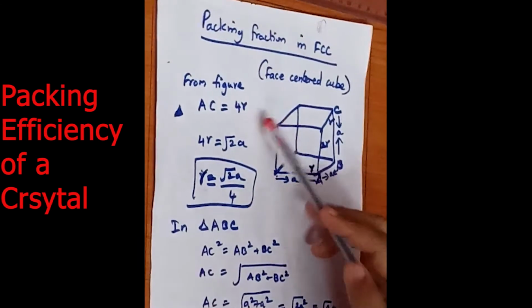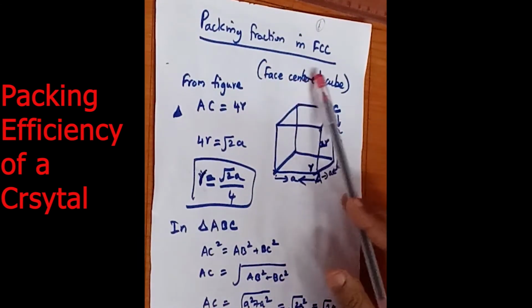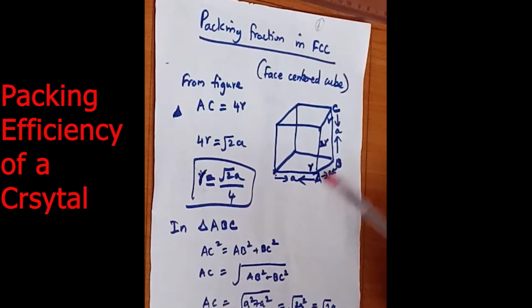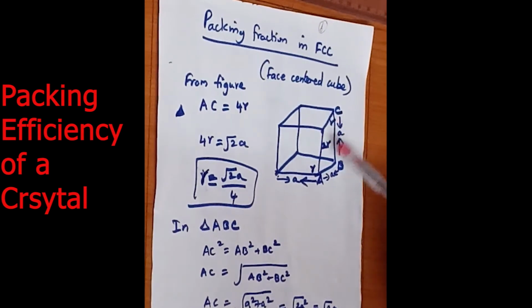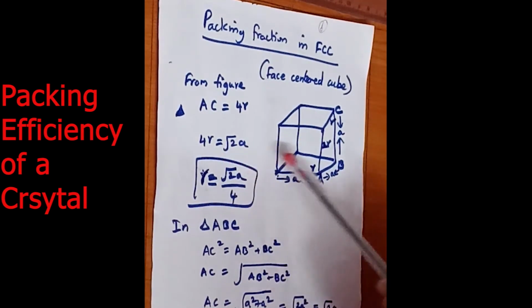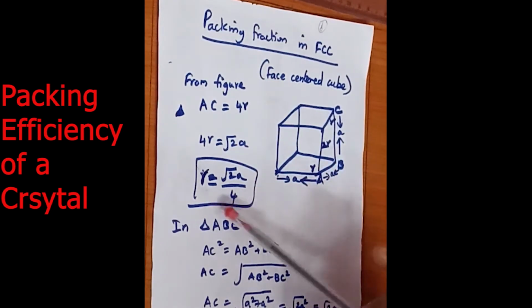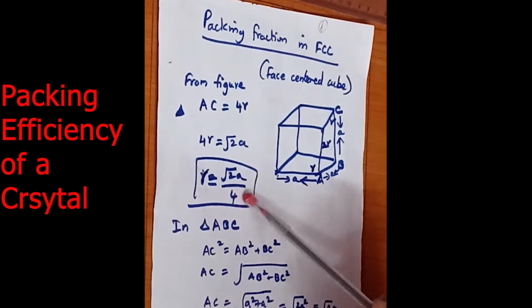So next we are going to see the packing fractions in face-centered cube. From the figure, you can determine that AC equals 4R. So 2R plus R, totally 4R. From the figure we can determine the value of AC equals R plus 2R plus R, totally 4R. So 4R equals root 2 a. So this we know, root 2 a. So R equals root 2 a by 4.